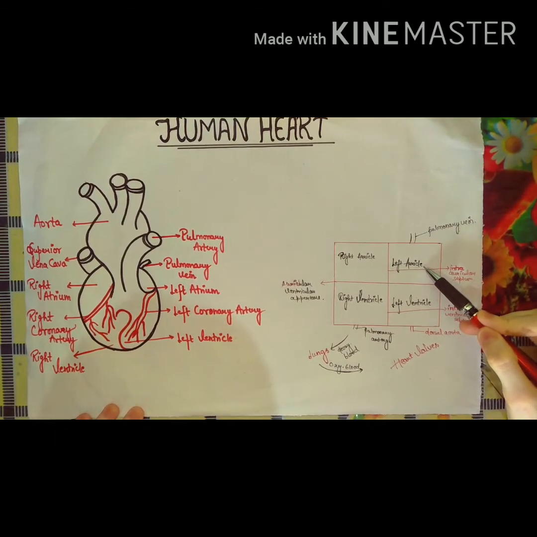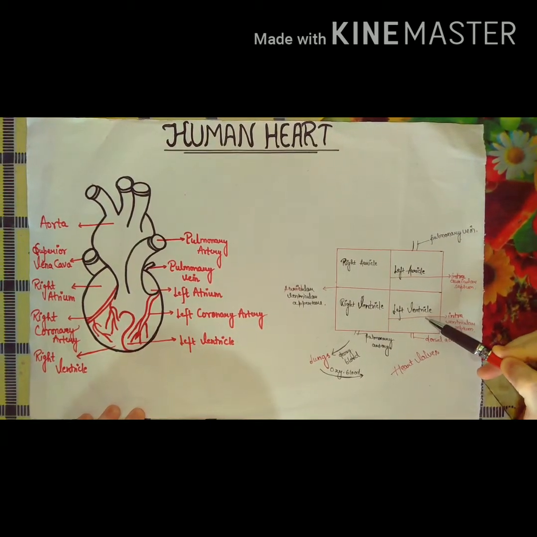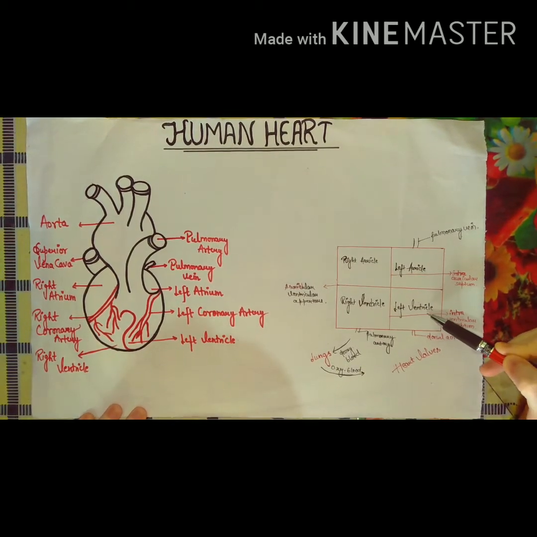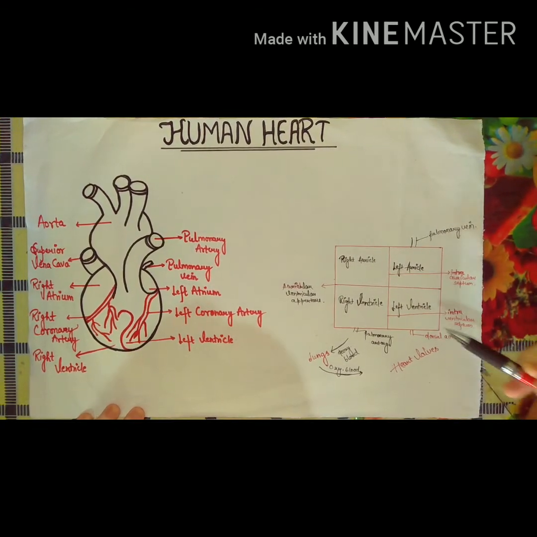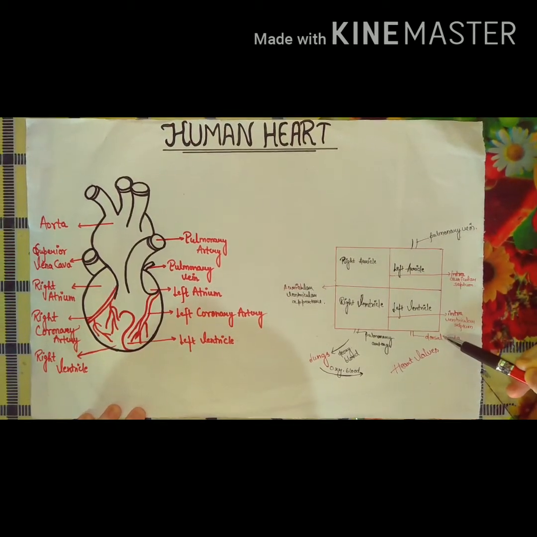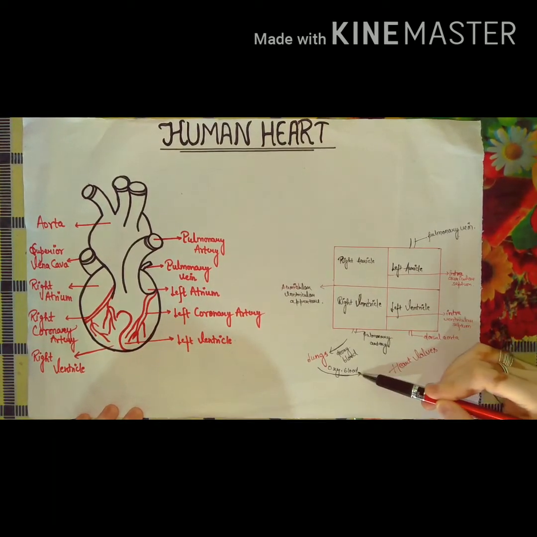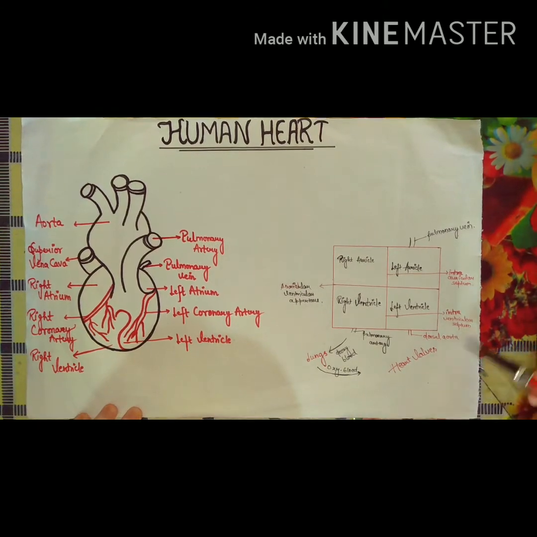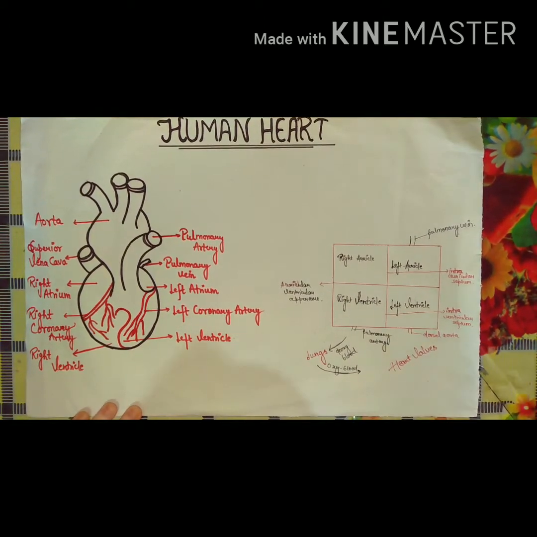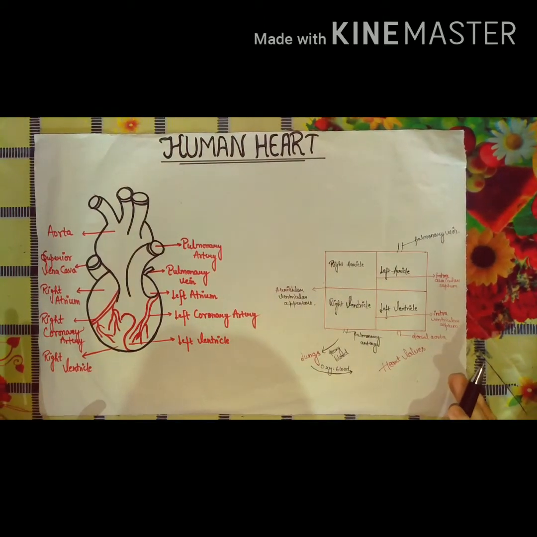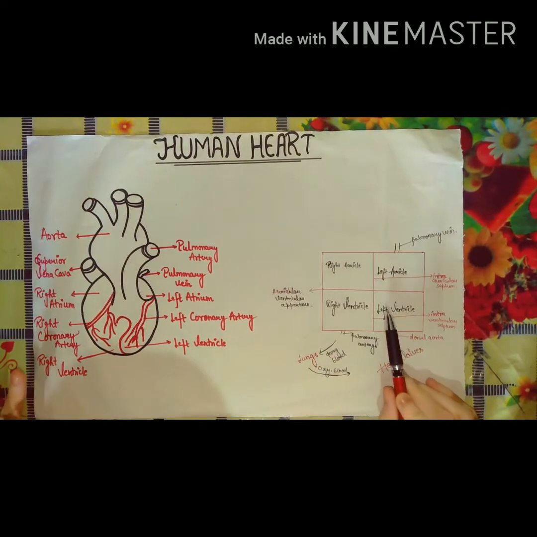from the left auricle blood flows into the left ventricle, and from the left ventricle blood flows into the dorsal aorta and its branches, through which oxygenated blood is distributed all over the body. So this is the course of circulation of blood in the human heart.